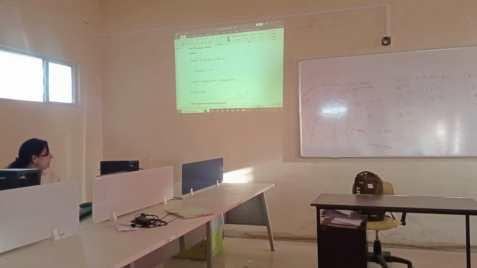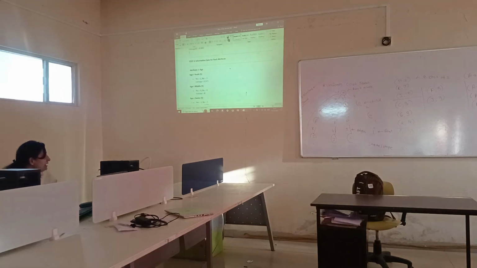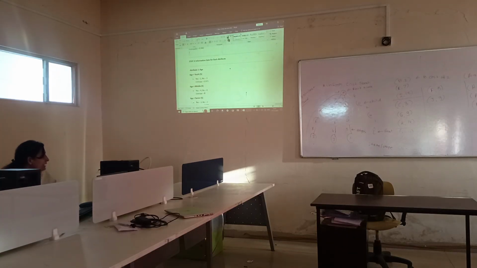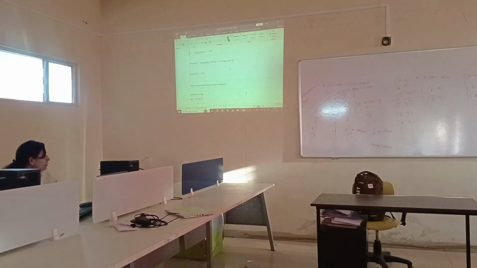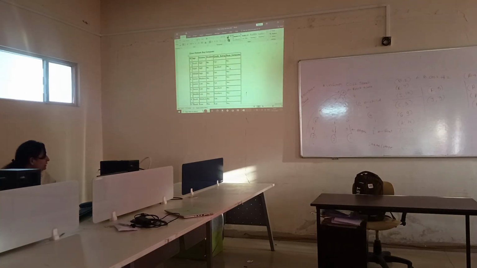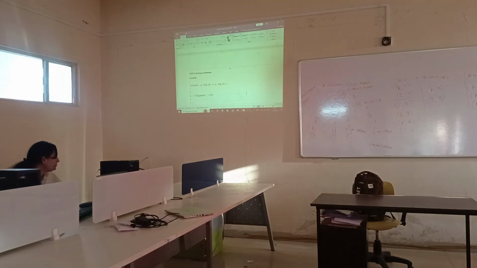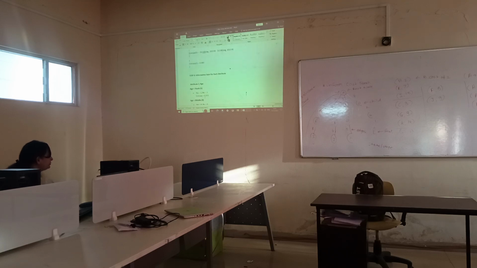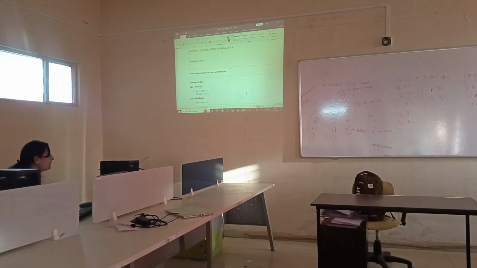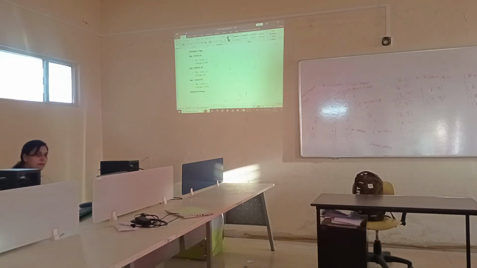Is it clear? After that, step 3: calculate the information gain of each attribute. For example, see age. For age, 3 categories are there: youth, middle, and senior. Now you have to find out how many records there are for the youth: 1, 2, 3, 4, 5. 5 for the youth. For the middle, 1, 2, 3, 4. 4 for the middle. The remaining out of 14, 5, for the senior. So youth has 5 records, middle has 4 records, and senior has 5 records.